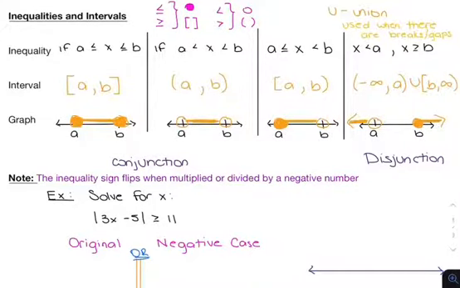The intervals where your values are between A and B are actually called conjunctions. And the interval where your values are going opposite ways are called disjunctions.